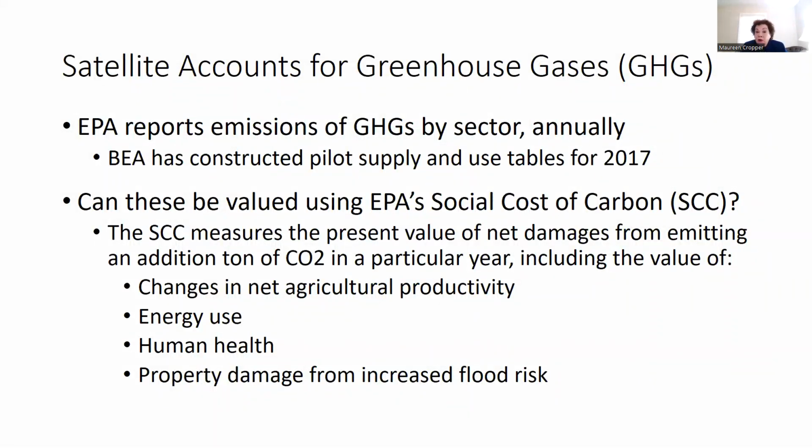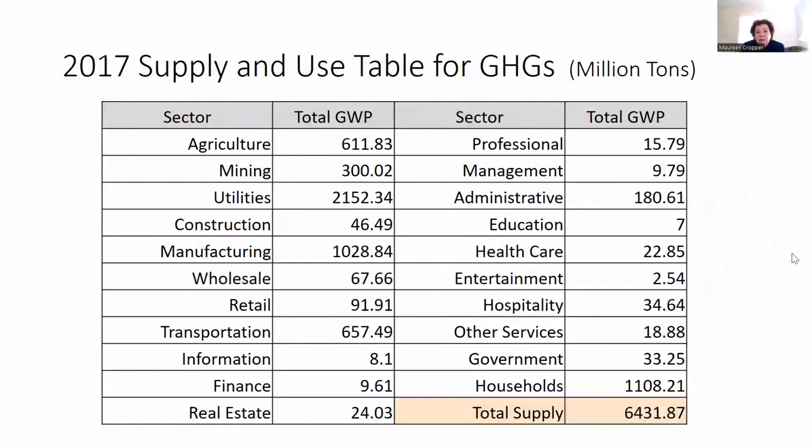The social cost of carbon measures the present value of net damages from emitting an additional ton of CO2 in a particular year. It includes changes in net agricultural productivity, changes in energy use, human health, property damage from increased flood risk. I will tell you how the social cost of carbon, at least from the 50,000-foot view, is computed. But first, let's look at this supply and use table for greenhouse gases.